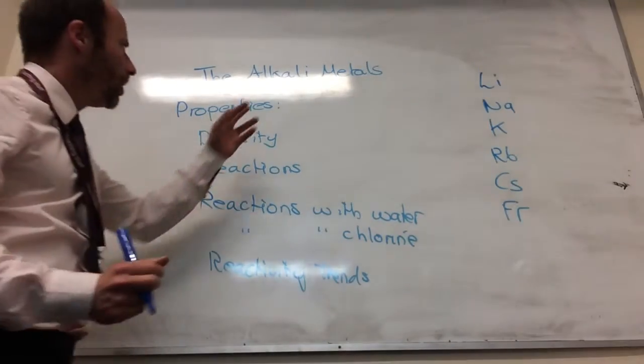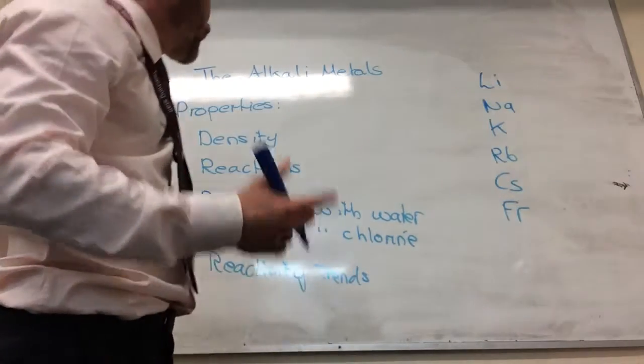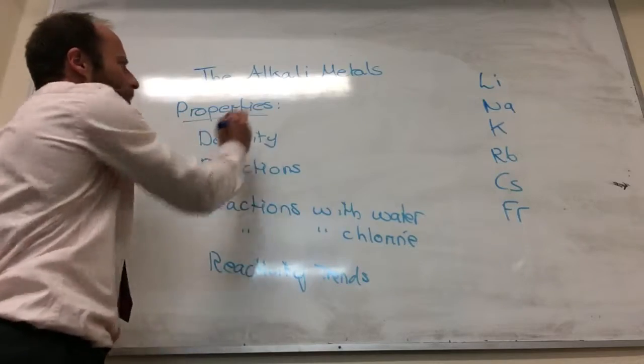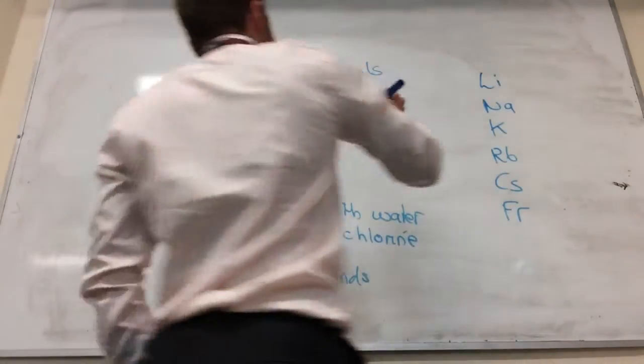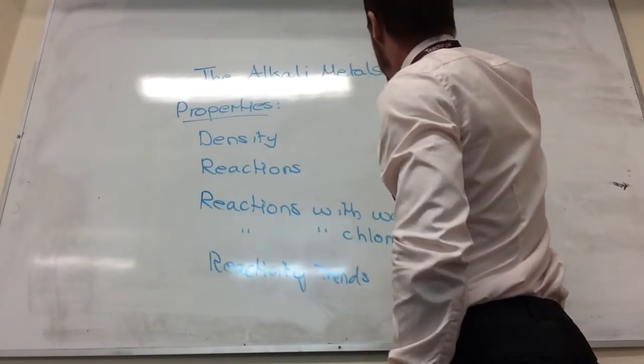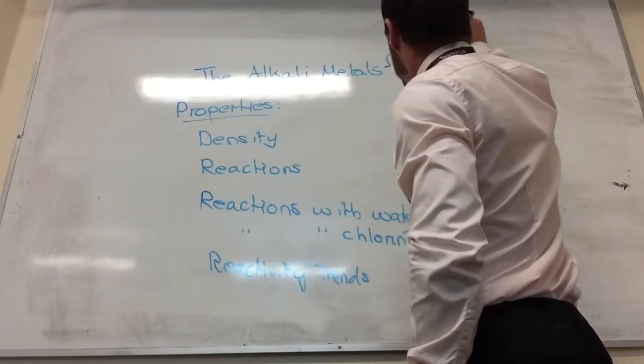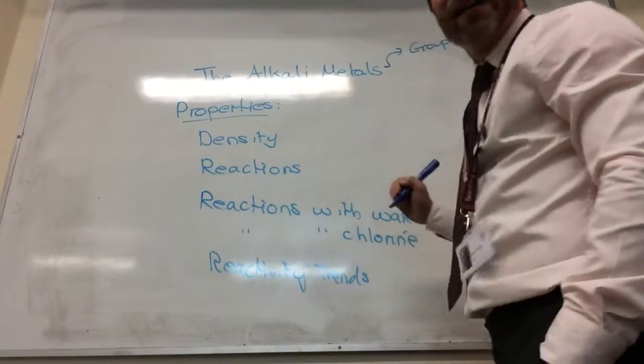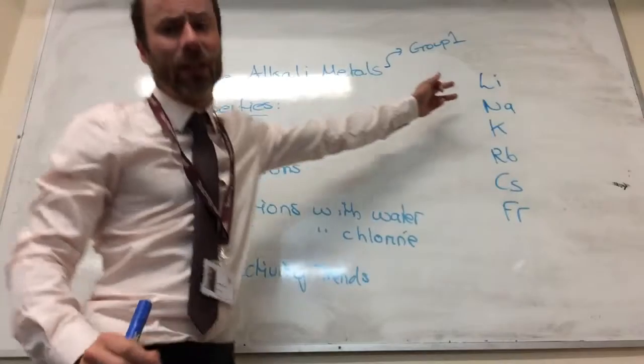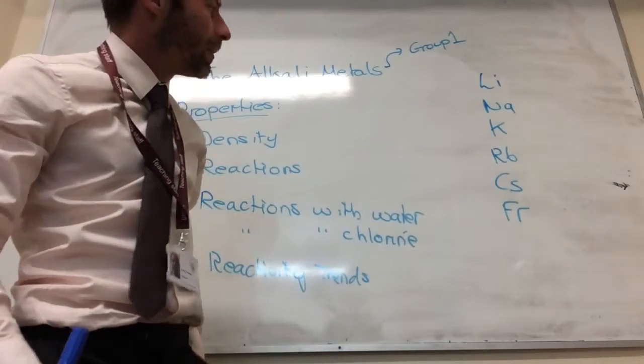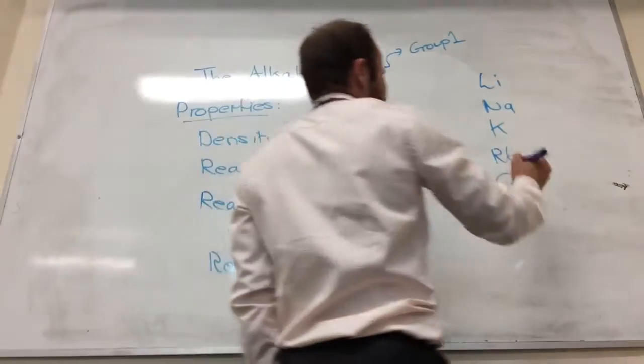Okay, so today we're going to look at the alkali metals. So the first thing we're going to look at is just some of their properties. As you know, the alkali metals are all in group 1 of the periodic table, and they consist of lithium, sodium, potassium, rubidium, cesium and francium.